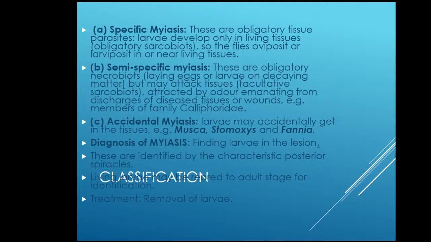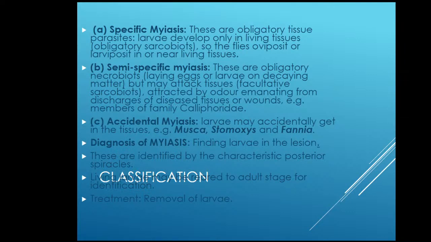Classification of myiasis. There are three main types of myiasis. The first type, specific myiasis, is caused by obligatory tissue parasites, when the larva of the fly develops only in warm-blooded living tissue of animals. The flies which can cause specific myiasis are Wohlfahrtia fly and Dermatobia fly. The larvae of these flies can live only in tissue of warm-blooded animals.